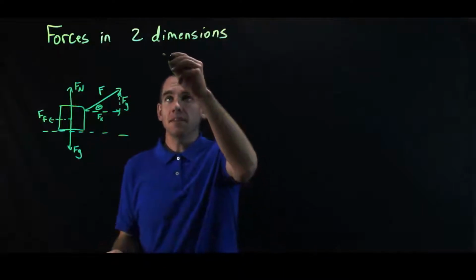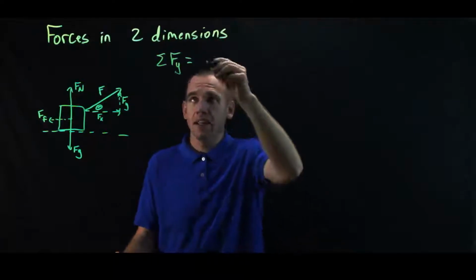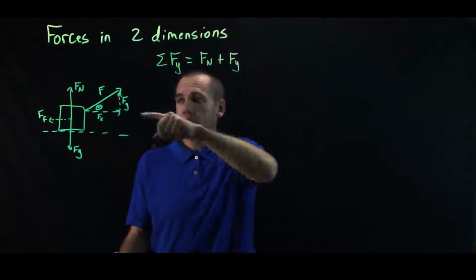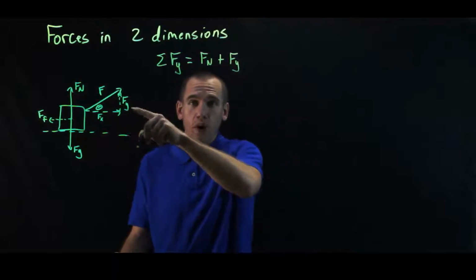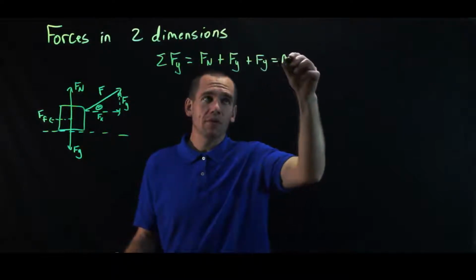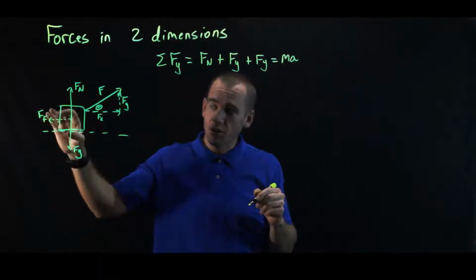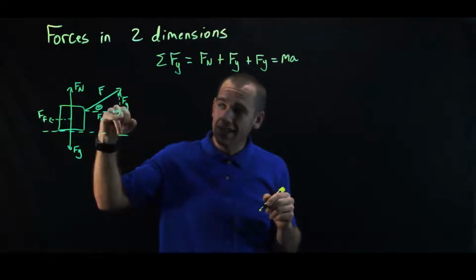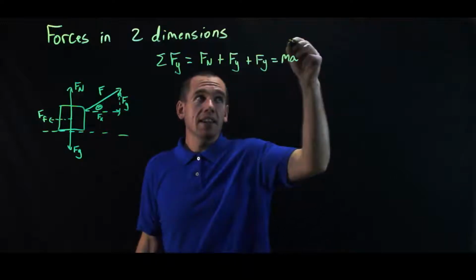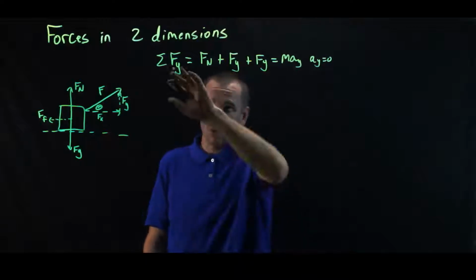So when we deal with this case, the net force in the y direction is given by the normal force plus the applied force in the y direction, or the y component of that force, plus the force due to gravity, and that equals mass times acceleration. Now, we are still going to assume that we're not picking this up off the ground. It's going to accelerate horizontally, but its acceleration in y is still zero. So I can go ahead and write that my acceleration in y is zero. That's a y acceleration because we're in the y direction.